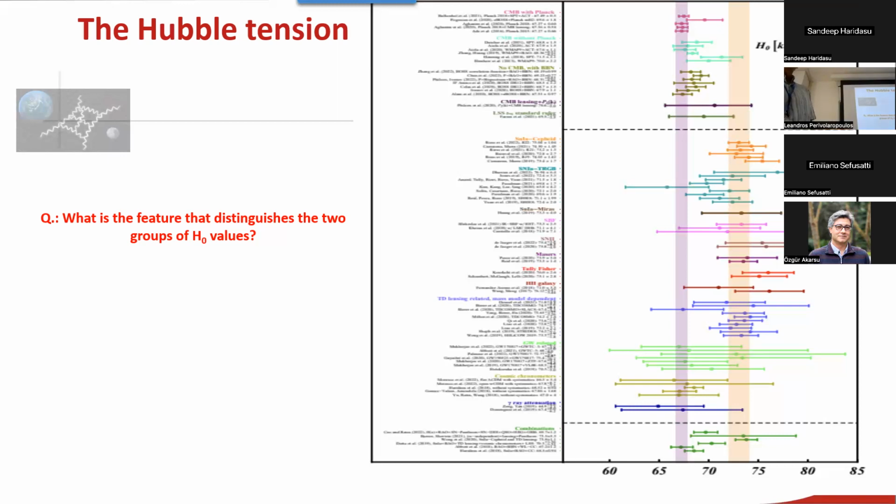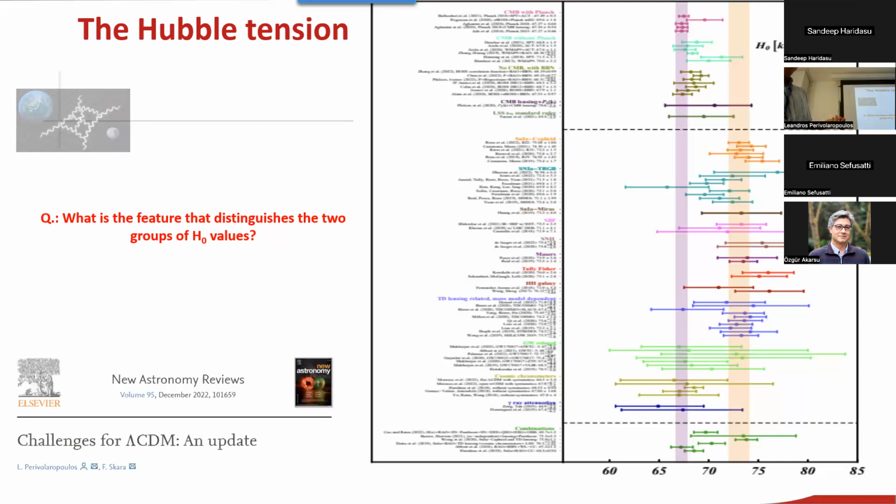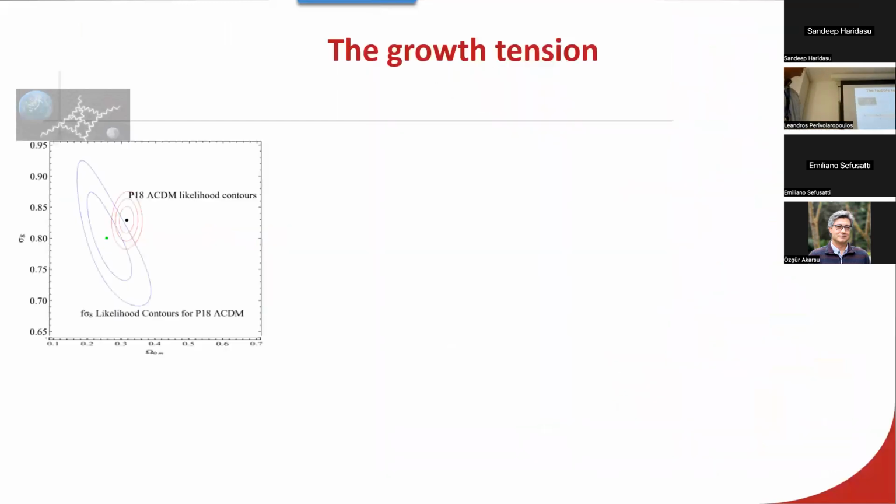So this is the so-called Hubble tension. And you can see a review of all these tensions, including the Hubble tension and many other tensions, in our recent review, which was published in Astronomy, where we give a global discussion of not only the Hubble tension, but all the others that I will discuss later on.